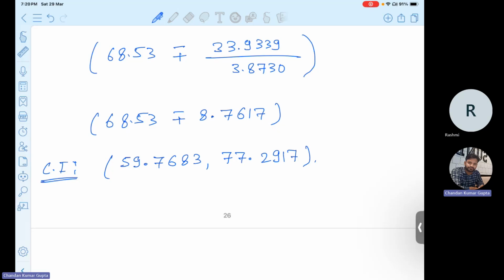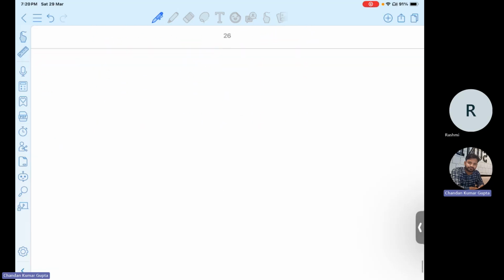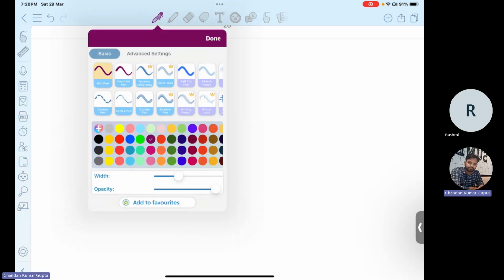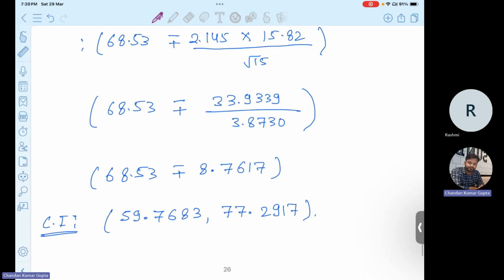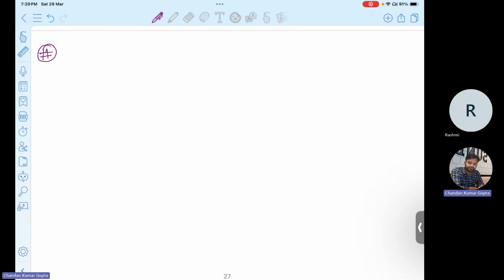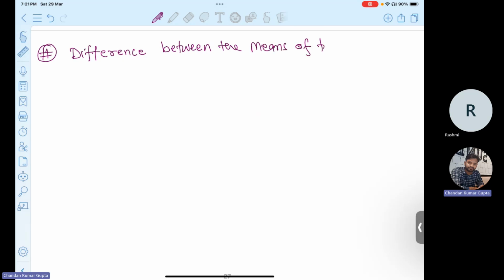This is how we are able to solve the numericals related to the confidence interval. We also have the difference between the means of two populations. Before this, we were discussing the single mean. What if we have a difference of means, the difference between the means of two populations? How can we construct the confidence interval in that scenario?